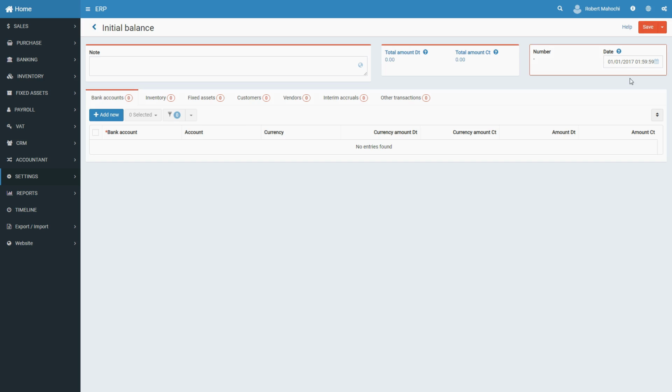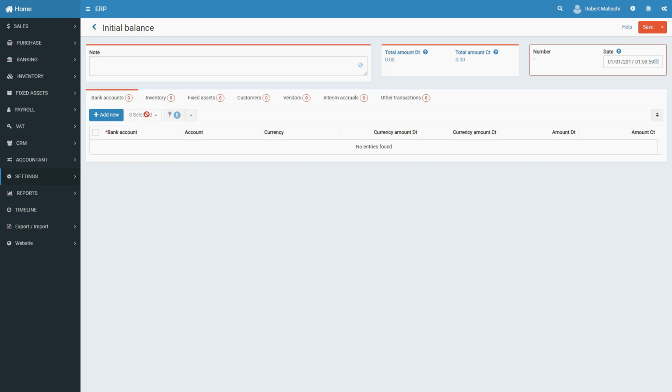Initial balance record is created once, and after being posted is not used in any other accounting transactions. Prior to inputting initial balance, make sure you have added general information about your company, created bank accounts of your company and your business partners, such as customers, vendors, banks, tax offices, defined charts of accounts, created warehouses, currencies, lists of goods and services, measurement units, inventory items, and fixed assets.